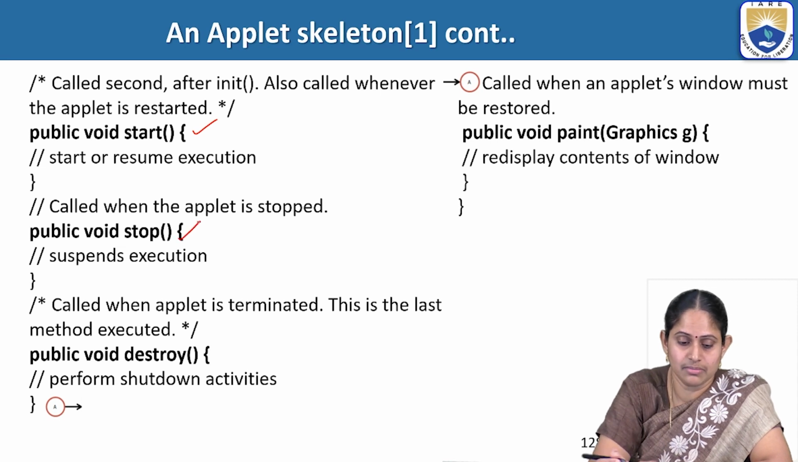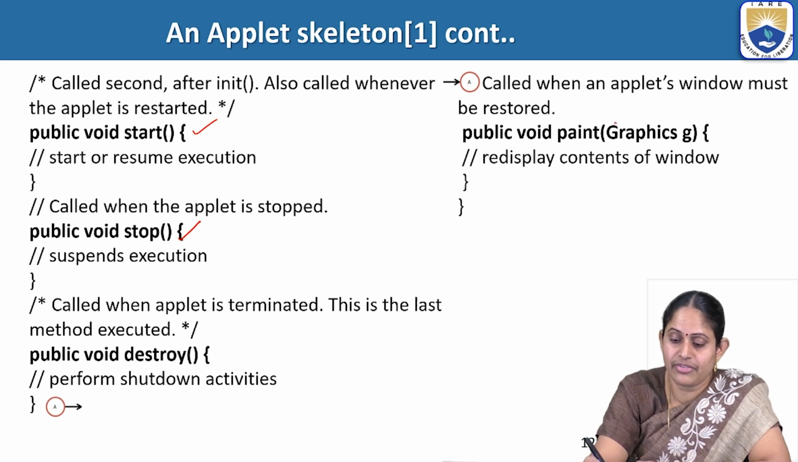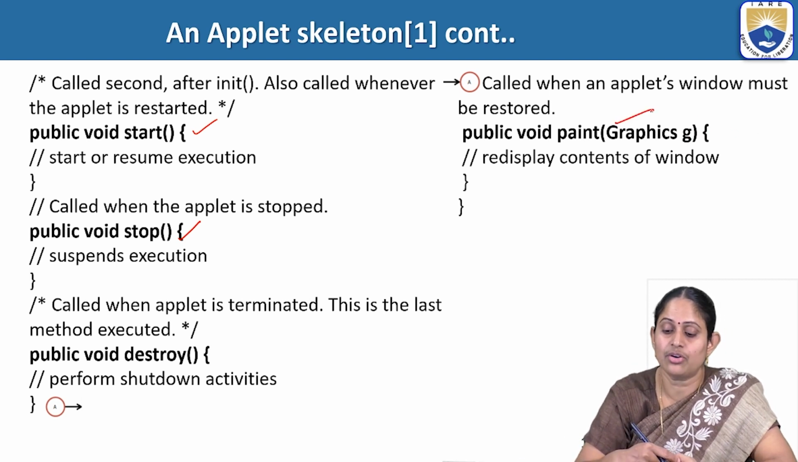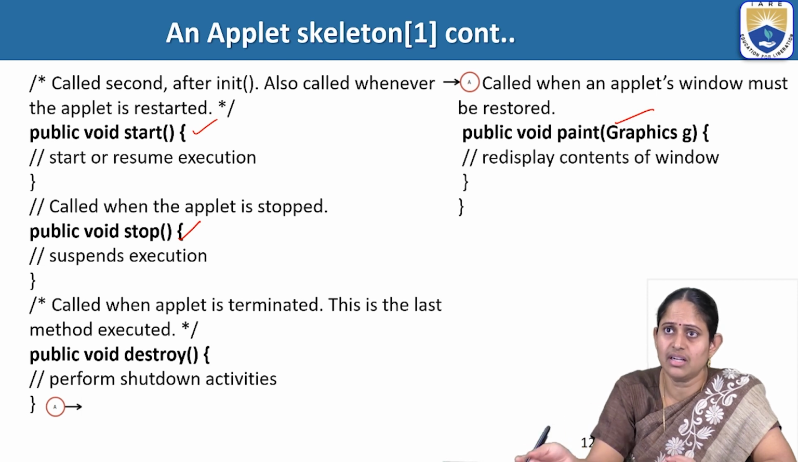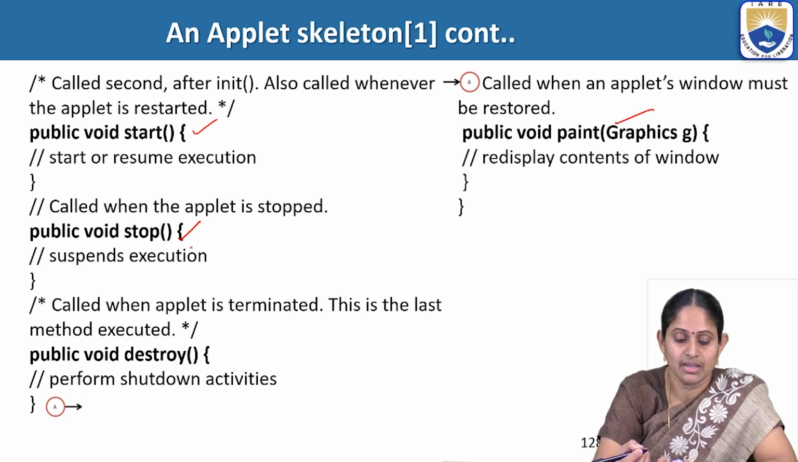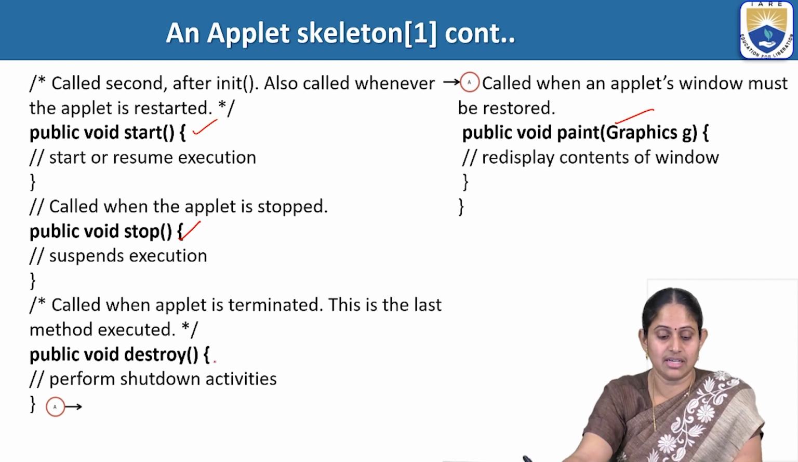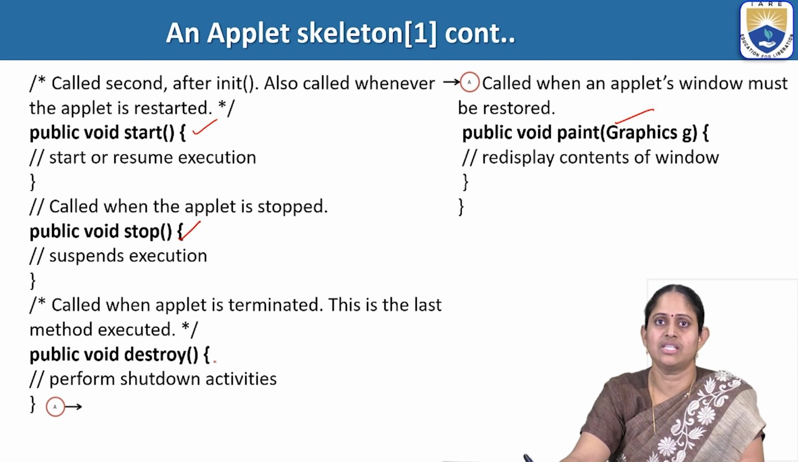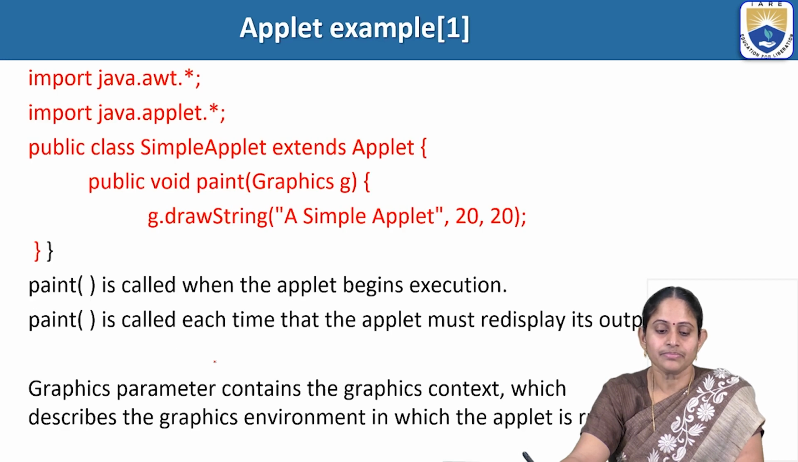Then we have the paint method, with graphics, to redraw the contents of the window. The stop method can be called when you want to suspend the execution, or when the applet is stopped, and when the applet is terminated, the destroy method is called, which shuts down the activity. So these are the 5 methods which are involved in invoking the applet.